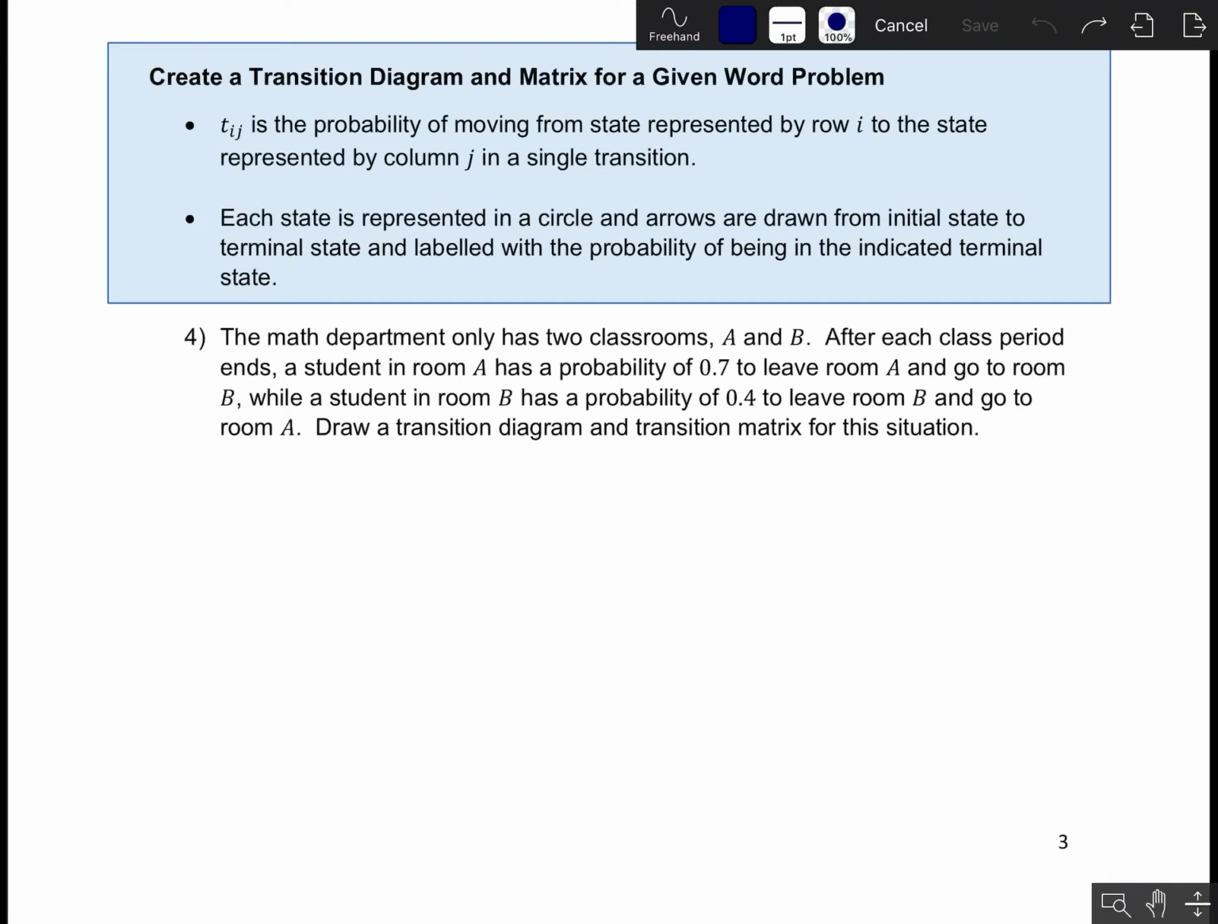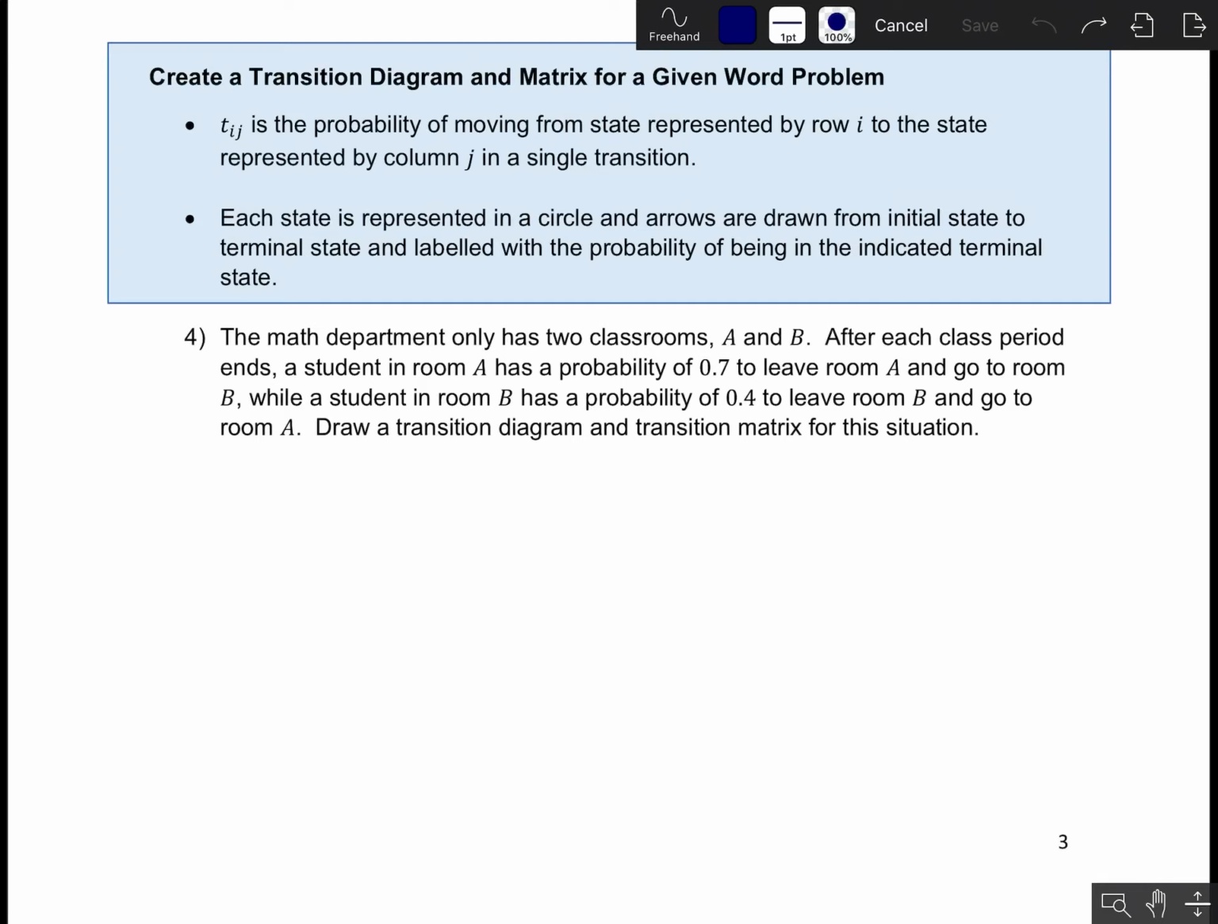So it's the probability of moving from the ith state to the jth state, assuming you were in the ith state. And also each state, whenever you make a diagram, is going to be represented by a circle, and we're going to draw arrows between the states to represent those transition probabilities between each of those states.